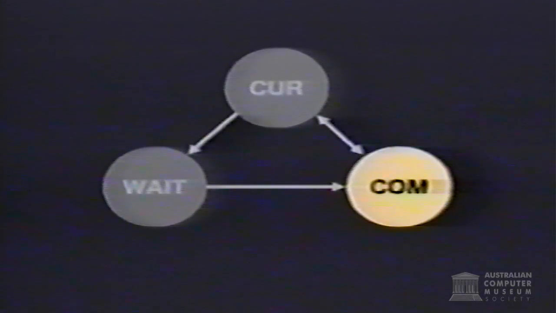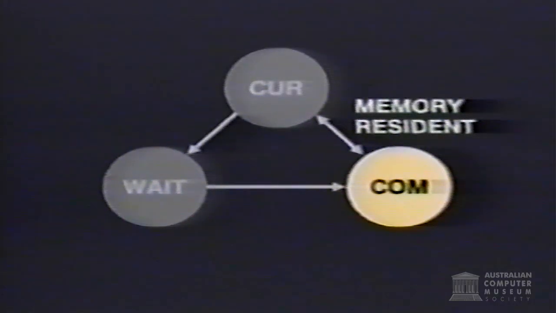The third state is referred to as the computable state. In this state, the process is ready to execute and is waiting for the CPU. The scheduler only looks at computable processes to determine which ones are eligible to be current. To be more accurate, a process must be memory resident and computable to be scheduled to execute.